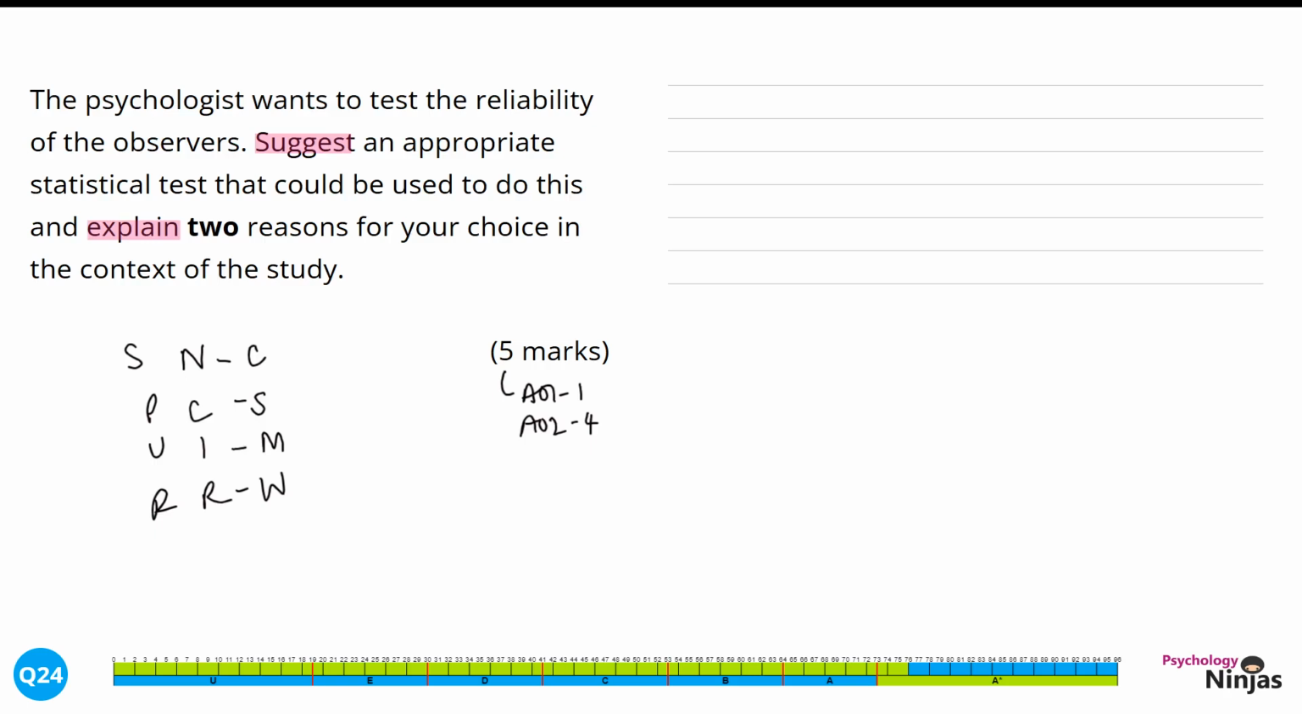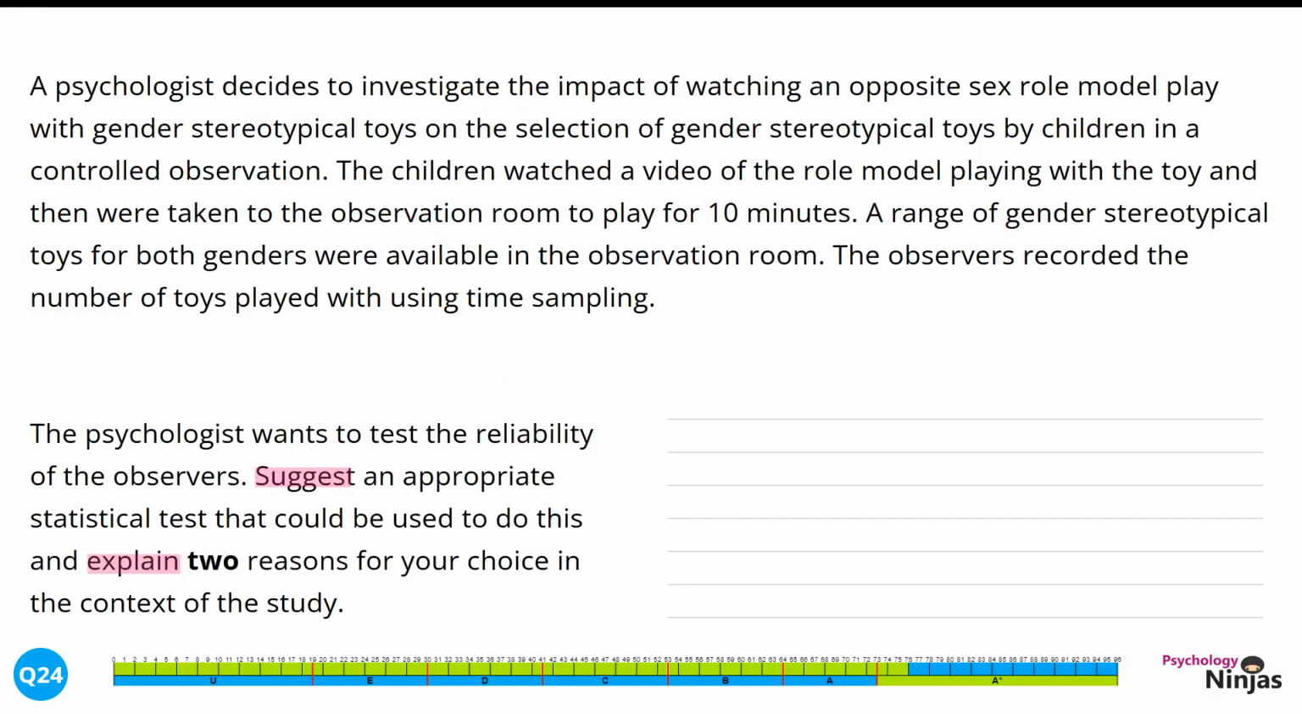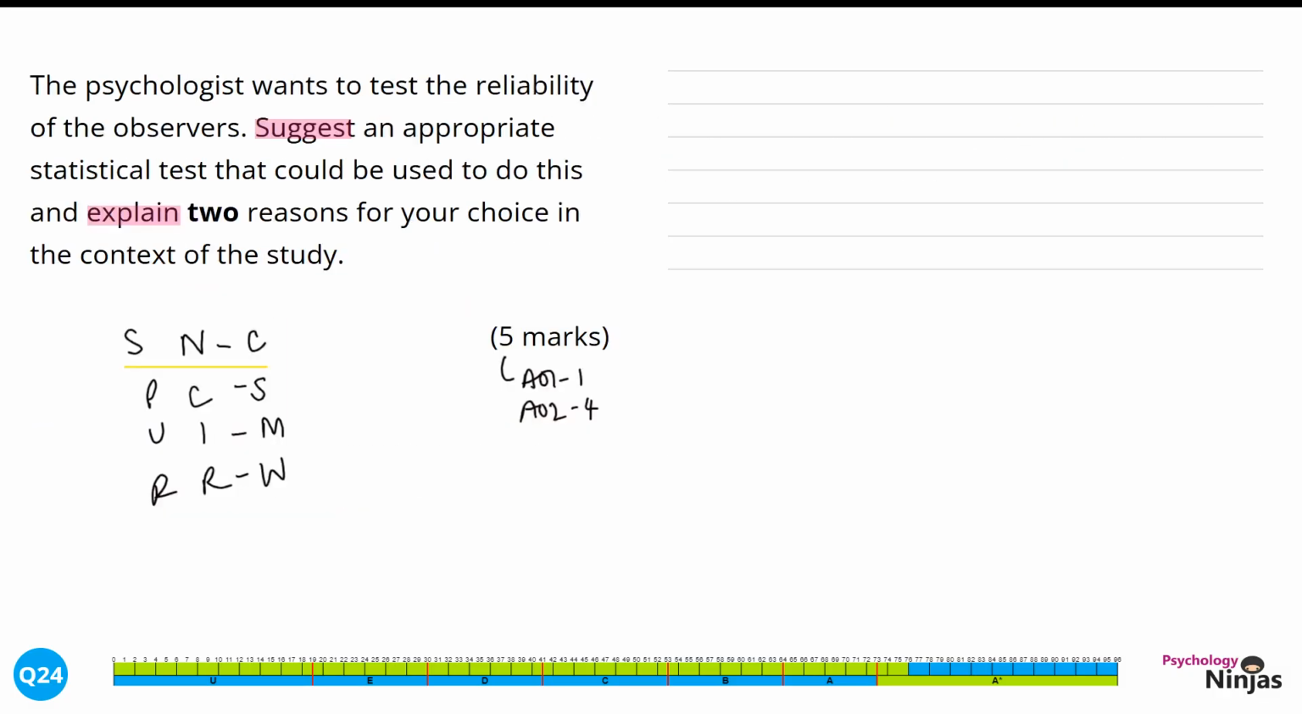The first thing we're looking to do is identify whether we have nominal data in our scenario. If we've got nominal data, then it's based on categories. Let's have a look at how our DV is measured. It's the number of toys being played with. So that's not a category, so we don't have nominal data. Therefore, we're not going to be doing a chi-square because we have not got nominal data, making it at least ordinal.